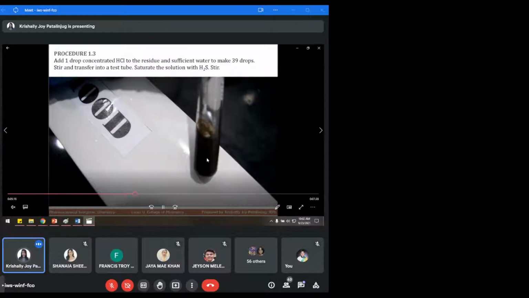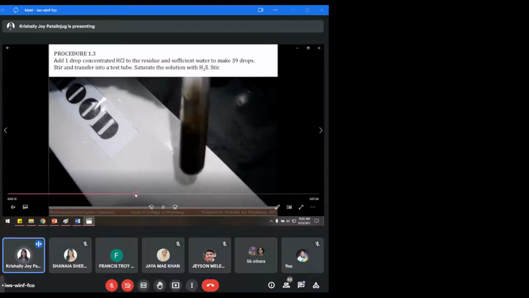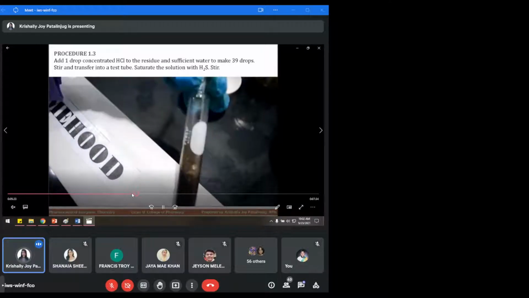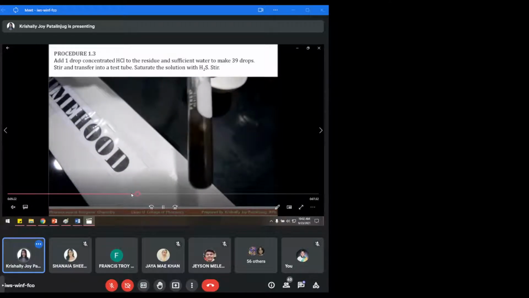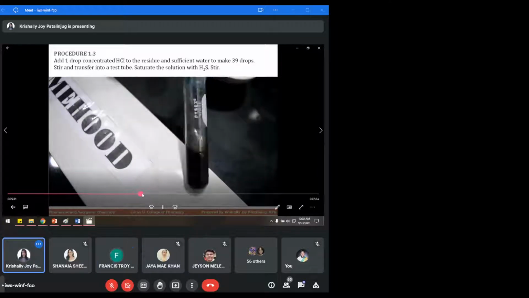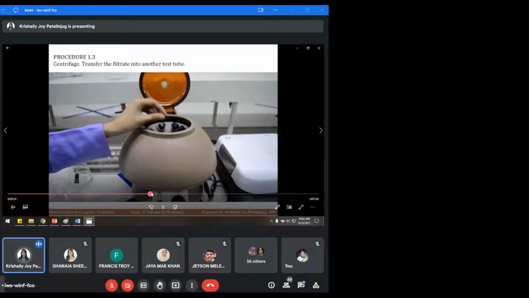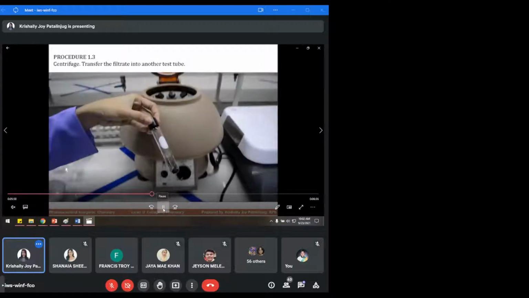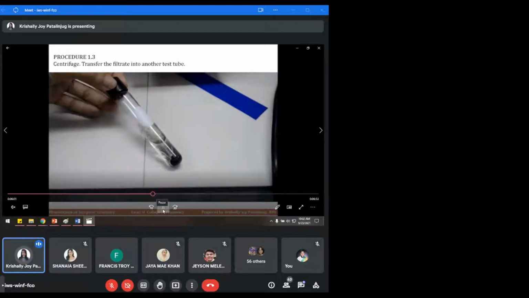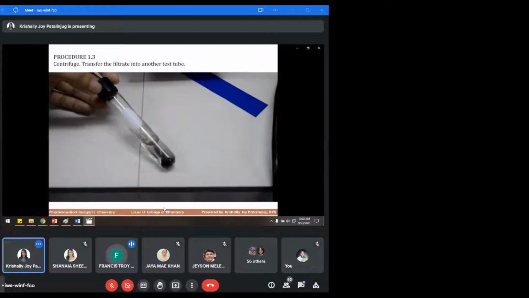That's the precipitate. Okay, so you will clarify later the color of the precipitate after centrifuge. So that's it. Okay, I'll fast forward. So I centrifuge it again. Look. Question: what is the color of the precipitate? Black. Very good, black.